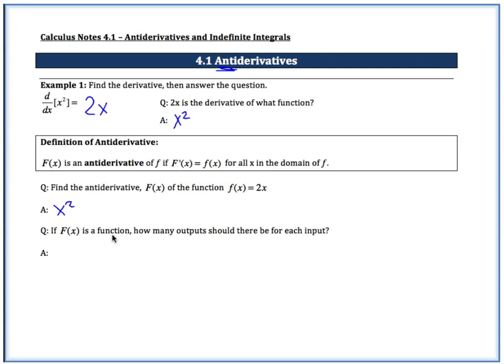So if capital F of x is a function, how many outputs should there be for each input? This is just a basic question about functions. So for every input, there's going to be one output. Okay, and that was just our definition of a function. There's one output for each.